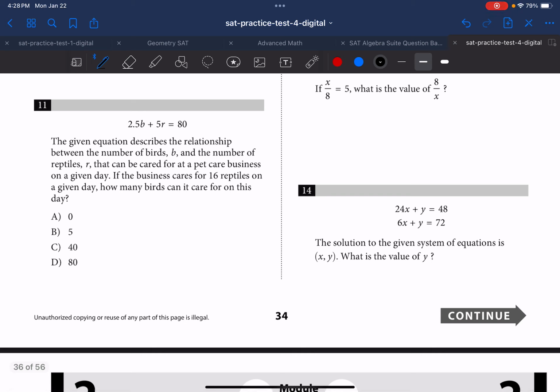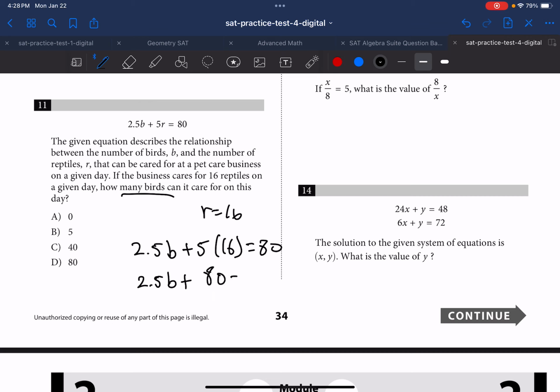Okay, given the equation that describes the relationship between the number of birds and the number of reptiles that can be cared for at a pet care business on a given day. The business cares for 16 reptiles. So that means that R is equal to 16. So 2.5B plus 5 times 16 is 80, and we're trying to find how many birds. So 2.5B plus 5 times 16 equals 80. So B is just 0. So no birds are being cared for in a day in this case.